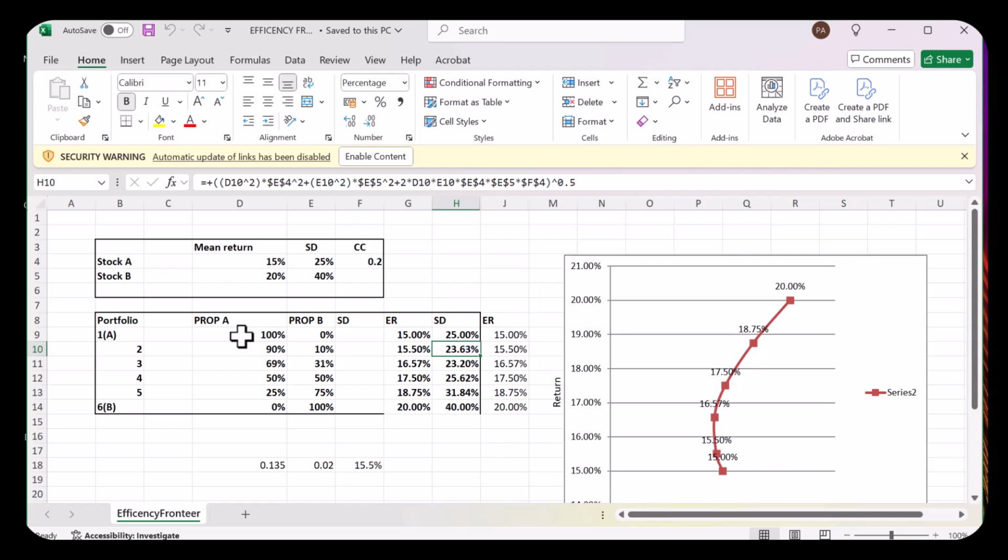This is not just an average. The formula for calculating standard deviation is different. This is based on the correlation of the two stocks. The lower the correlation, it will fall further. Like for example, it is 23.63.